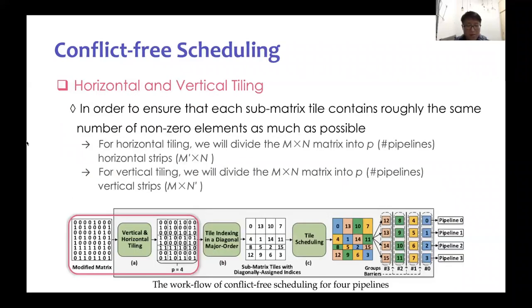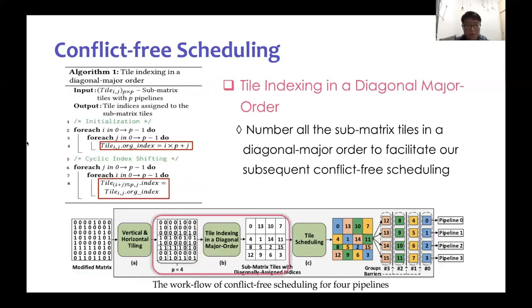The objective here is to tile a graph horizontally and vertically in order to ensure that each submatrix tile contains the same number of non-zero elements as much as possible. To avoid data conflicts, all concurrently executed submatrix tiles at different pipelines must not contain any edges sharing either the same row or column index. Our key observation is that the submatrix tiles that satisfy this requirement are often diagonal. Therefore, we are motivated to index all the submatrix tiles in a diagonal-major order to ensure our subsequent conflict-free scheduling.